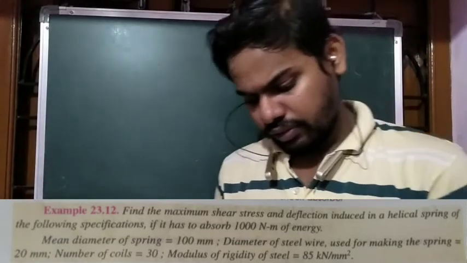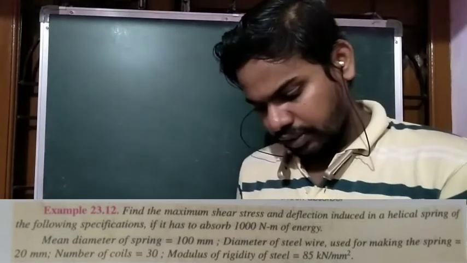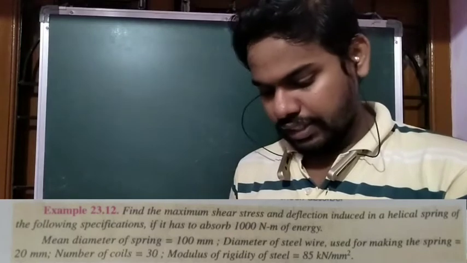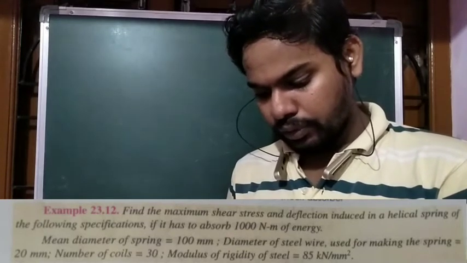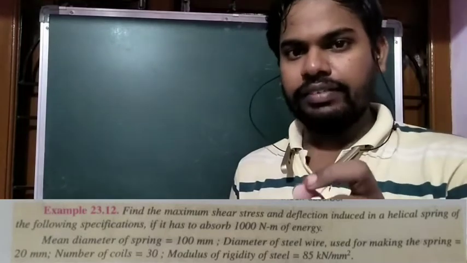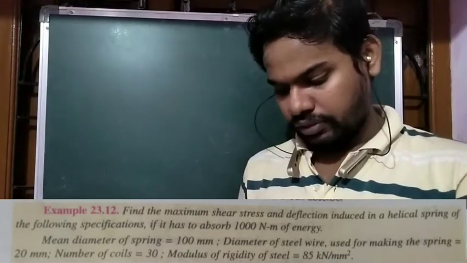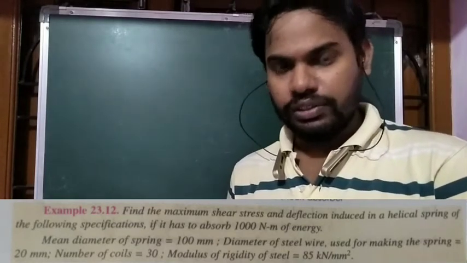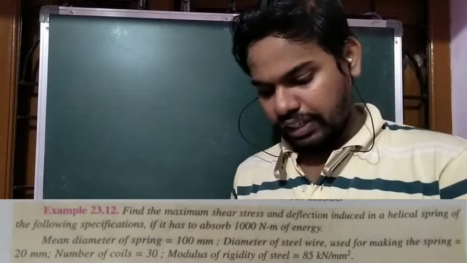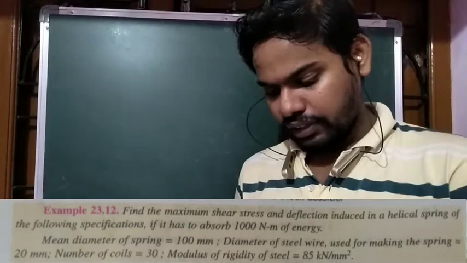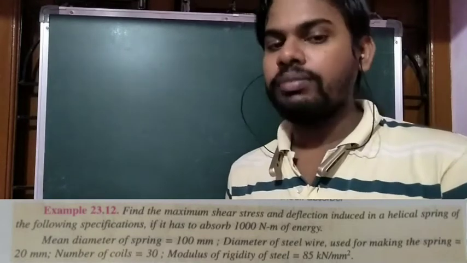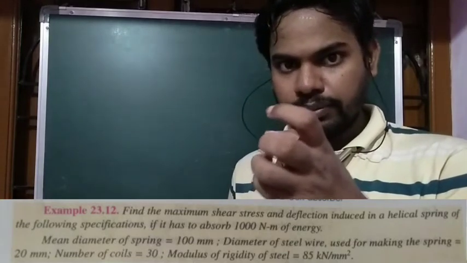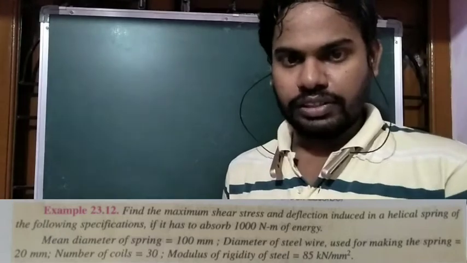After reading this problem, we can see that there is a unit Newton meter. If it has to absorb 1000 Newton meter of energy, it is clearly given that the strain energy U is 1000 Newton meter. Newton meter, or joule, is the energy unit. He already clearly mentioned that it has to absorb 1000 Newton meter of energy. So the spring has a capacity to absorb 1000 joules.